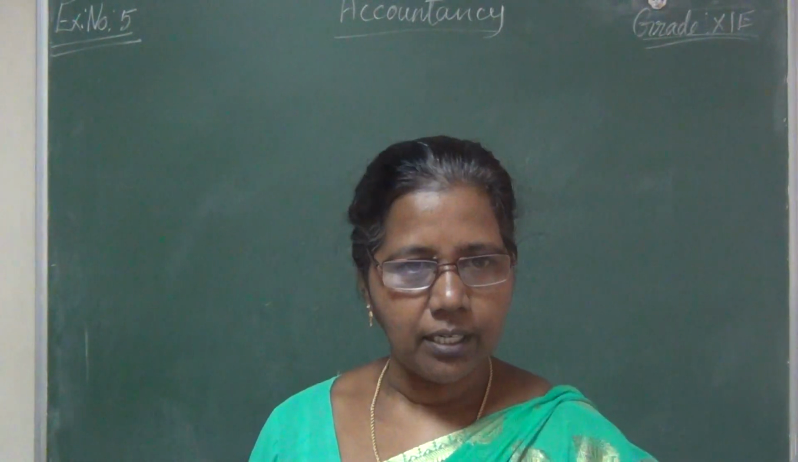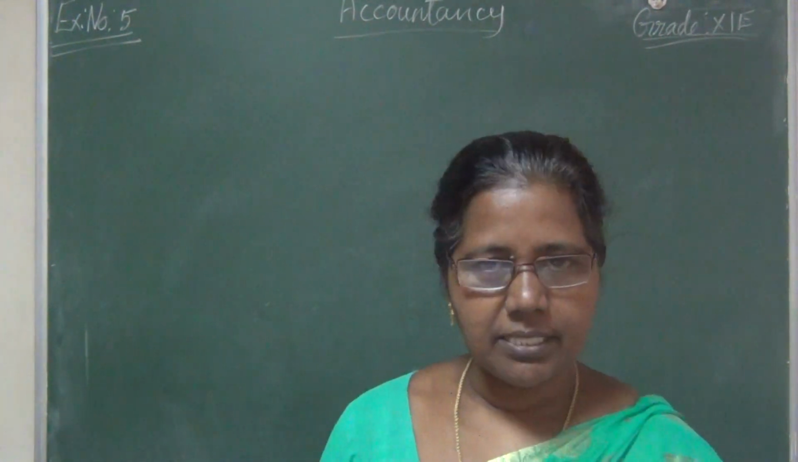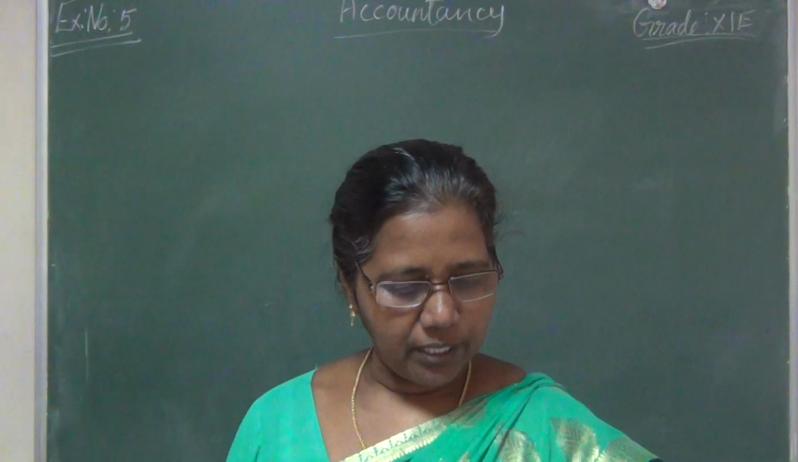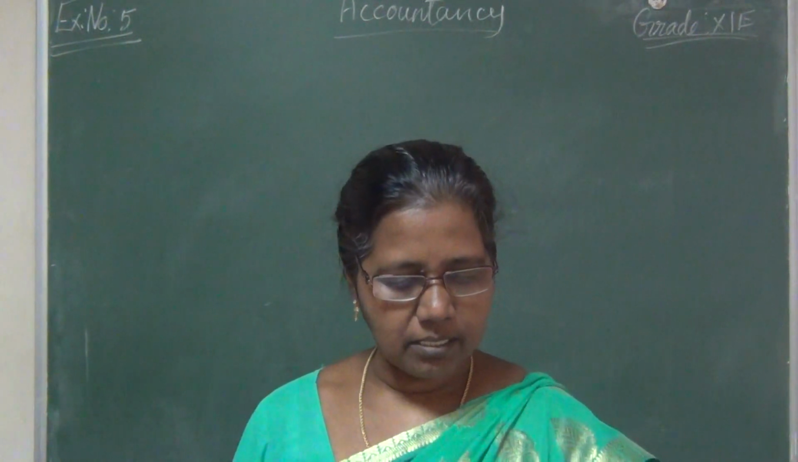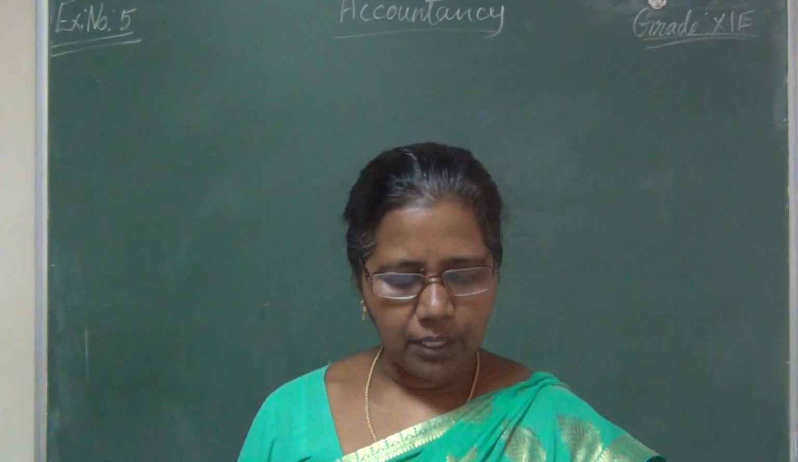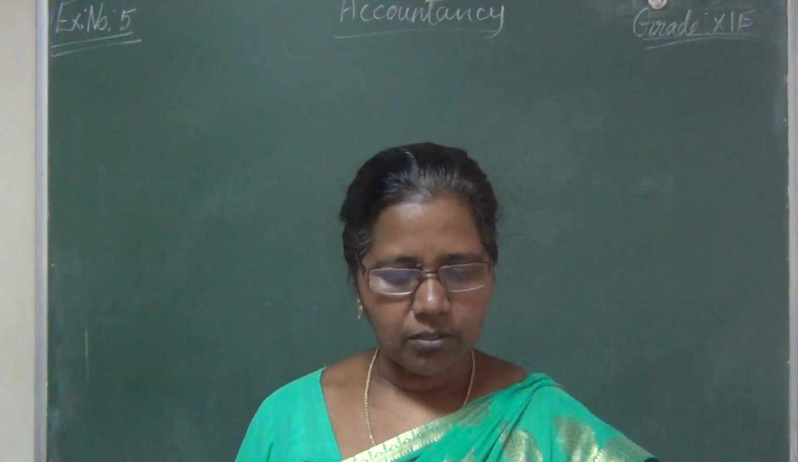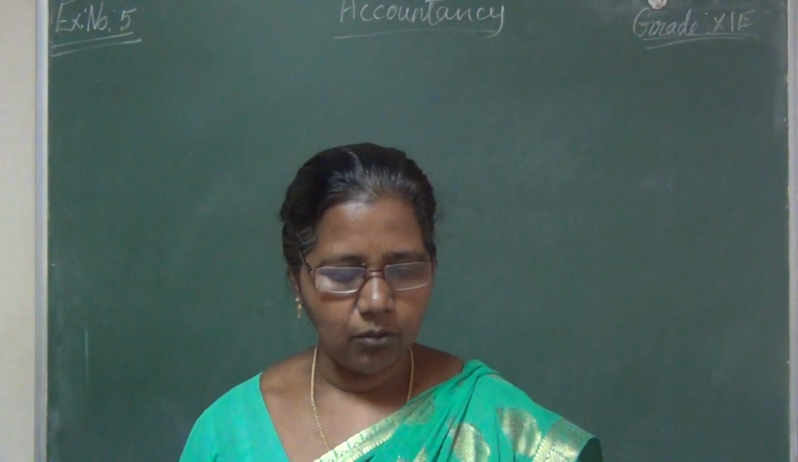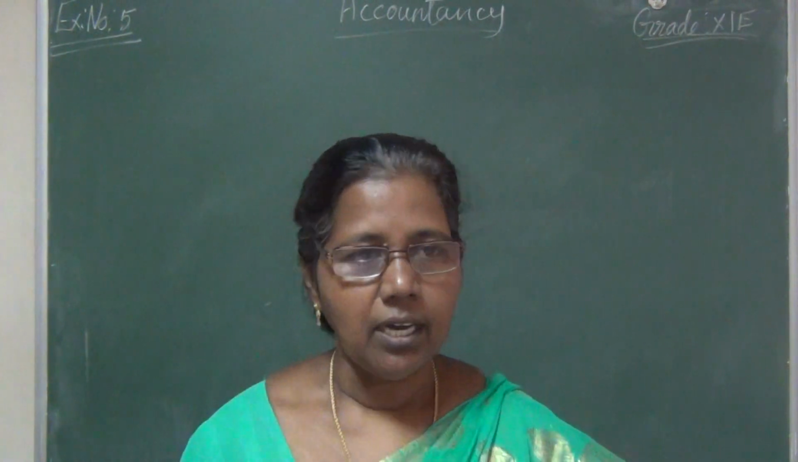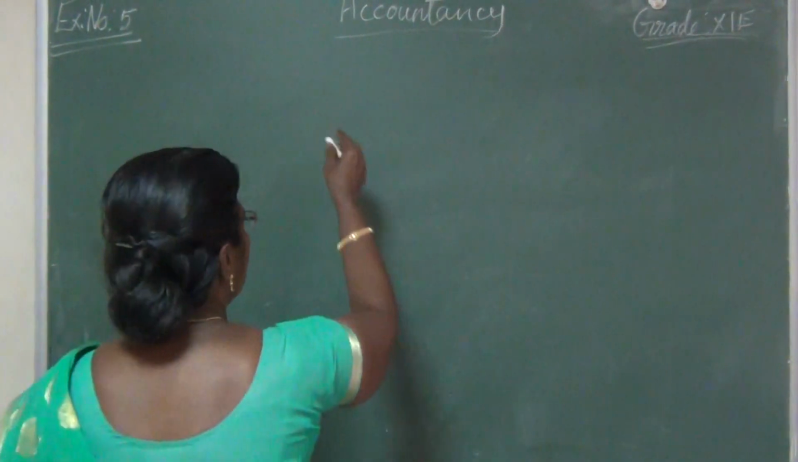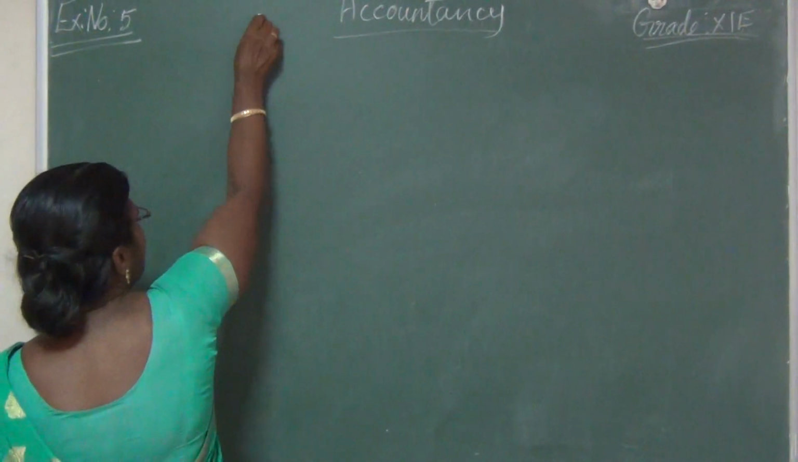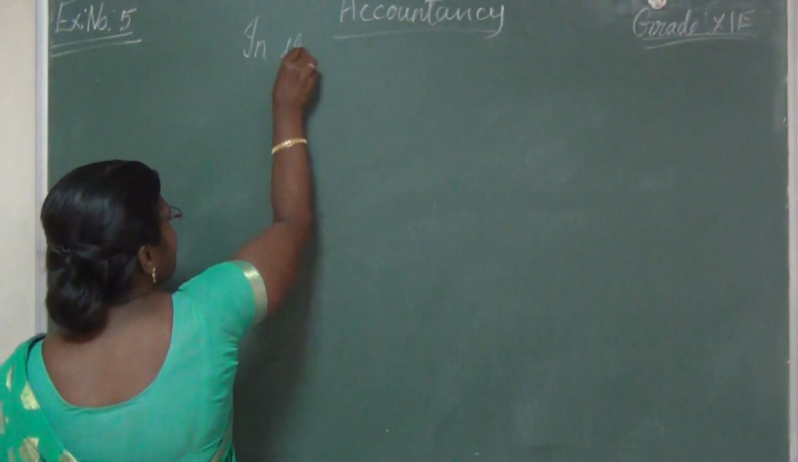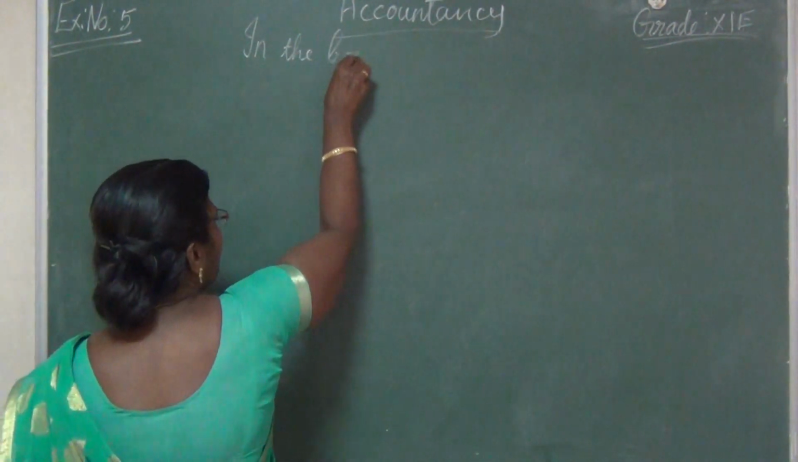2017 January 1. Balance in hand, balance at bank. To amount given, received for cash sales. Then one by one I will explain for you. So first we will write the exercise number and the heading. Okay, so it is in the book of Kalyana Sundaram. That we need to write first, isn't it? In the first line. In the books of Kalyana Sundaram.